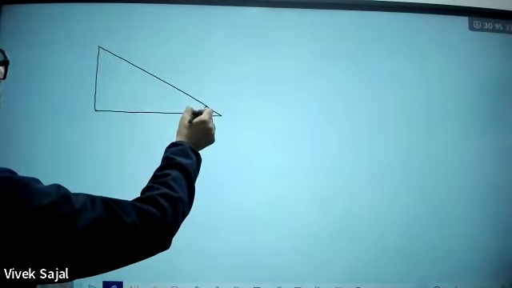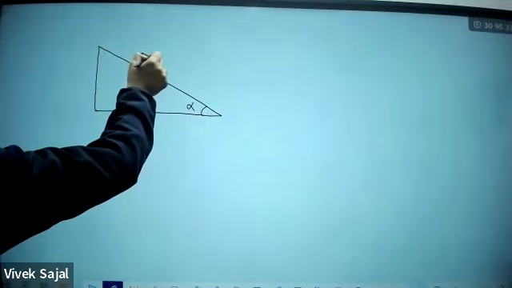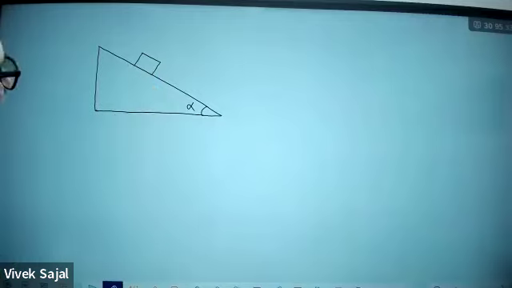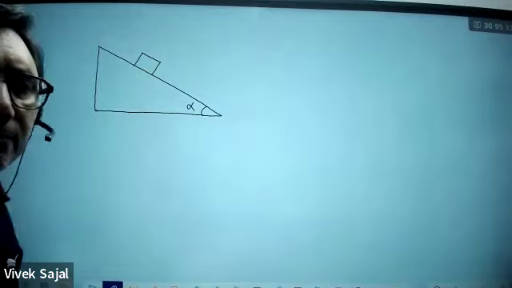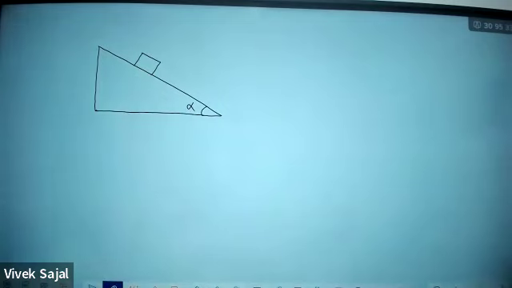Its angle of inclination is alpha, and you place a block here. You can write: a block is kept on a frictionless inclined surface, as shown in the figure.